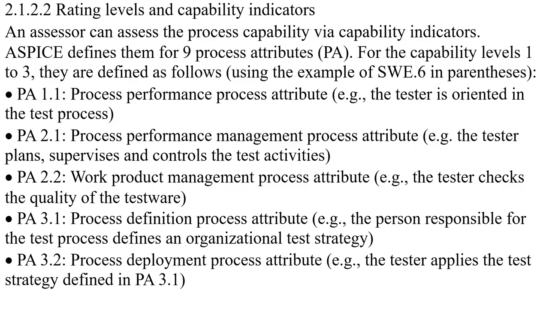Rating levels and capability indicators. An assessor can assess the process capability via capability indicators. ASPICE defines them for 9 process attributes. For the capability levels 1 to 3, they are defined as follows.